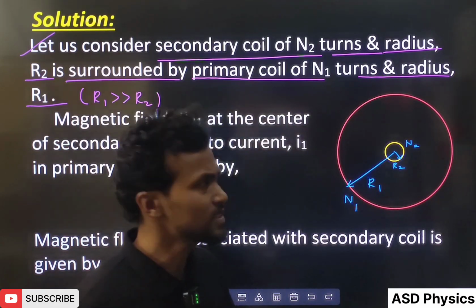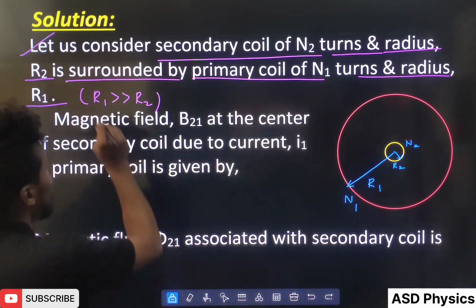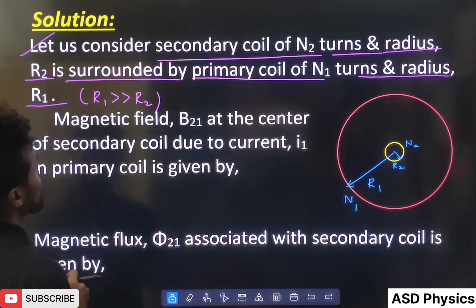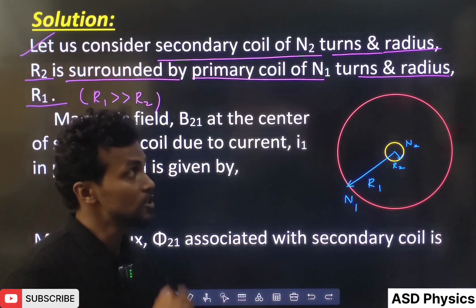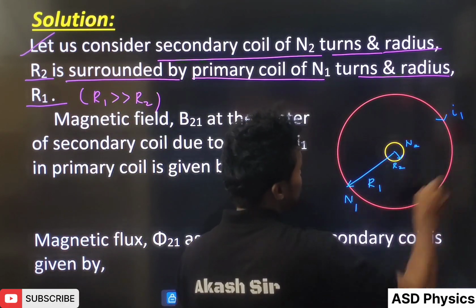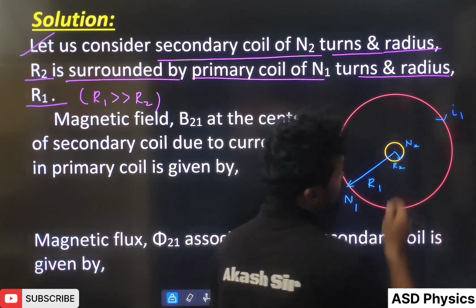N1 turns are there. By seeing the diagram we can see very well R1 is greater than R2. Okay, now students, after that what we'll do here, as we have seen in steps also, we have to make how much current flow? I1 current flows in the primary.